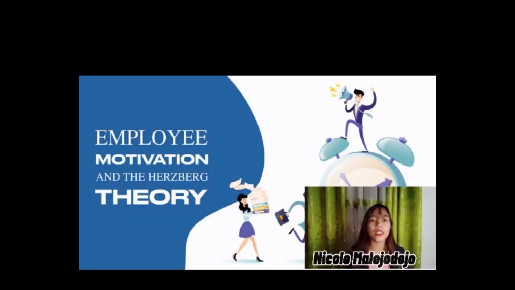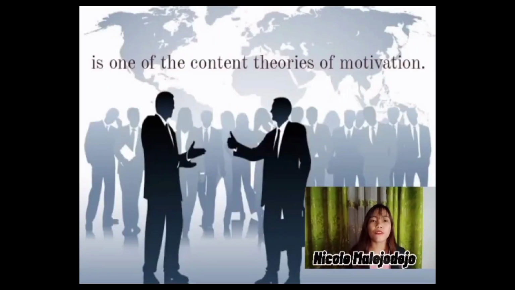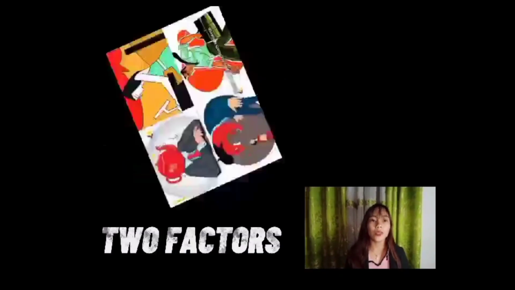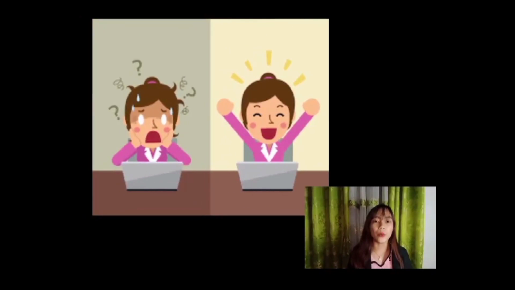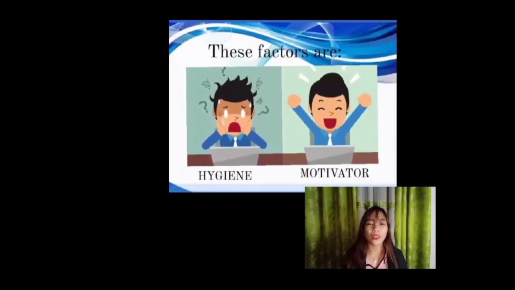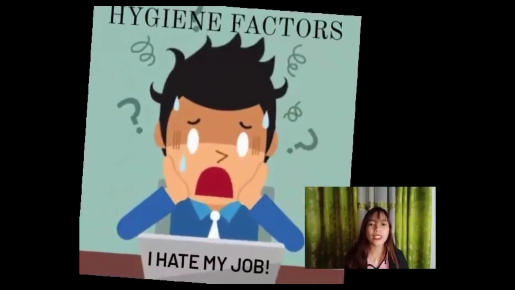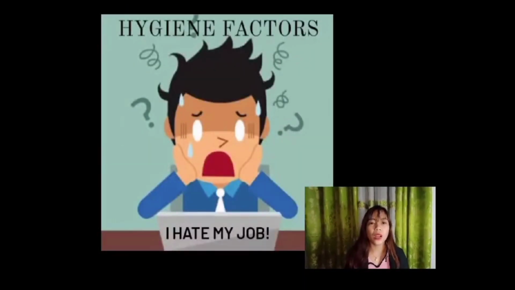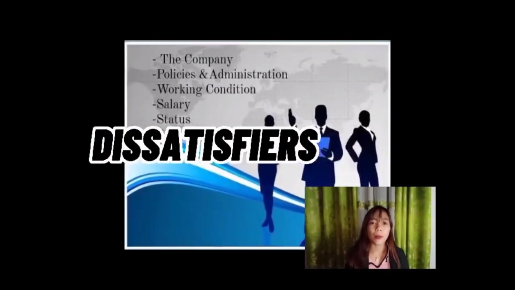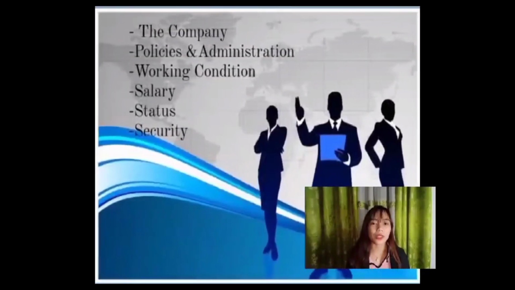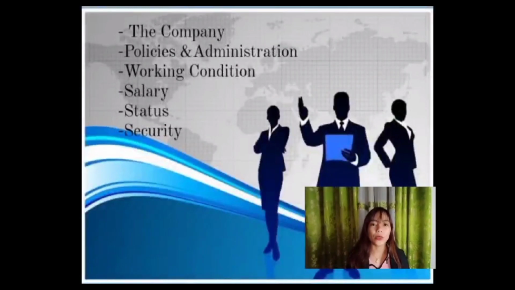Herzberg theory is one of the content theories of motivation. It also argues that there are two factors that an organization can adjust to influence motivation in the workplace. These factors are, first, the hygiene factors. Hygiene factors are often called dissatisfiers. They include the following: the company, policies and administration, working conditions, salary, status, and security.